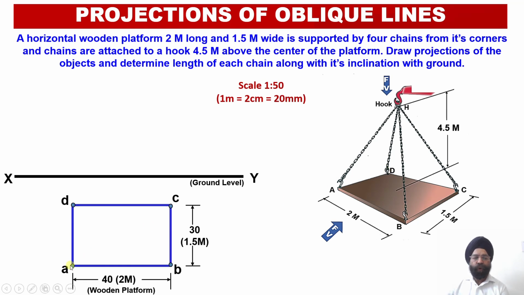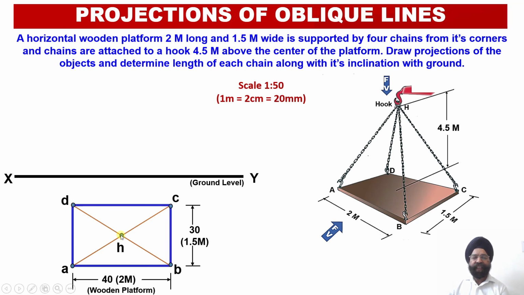So now we have to locate the center point of this particular block, because this length, this length, this length and this length will all be equal to each other. That is HA in the top view, HB in the top view, HC in the top view and HD distance in the top view. They will all be equal.